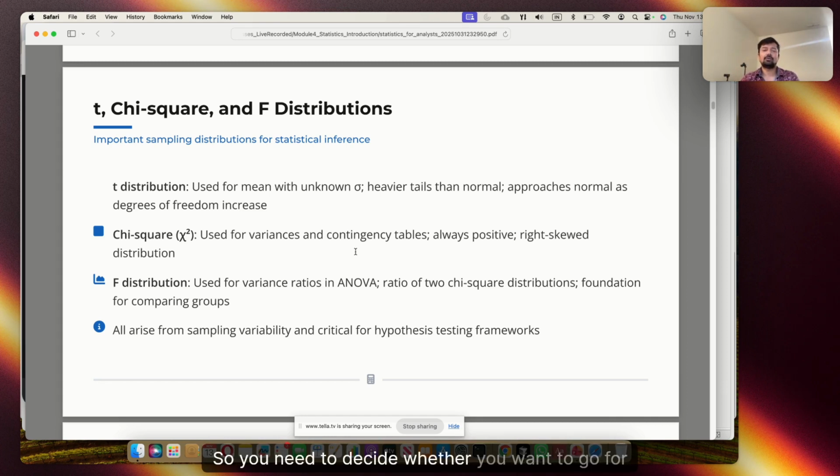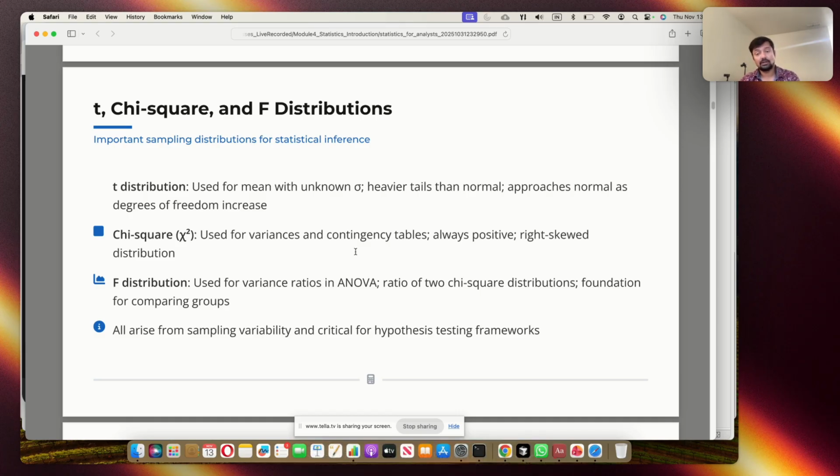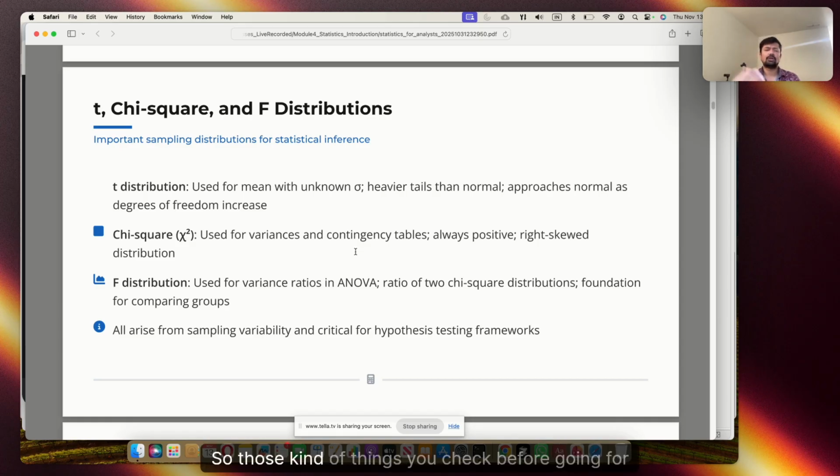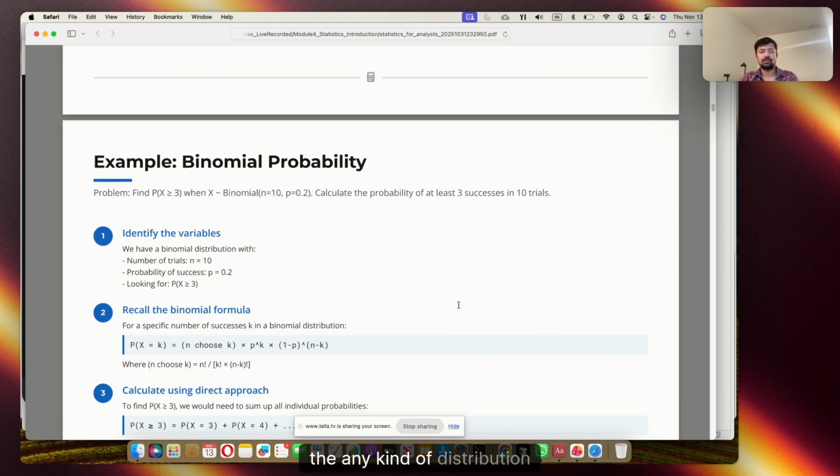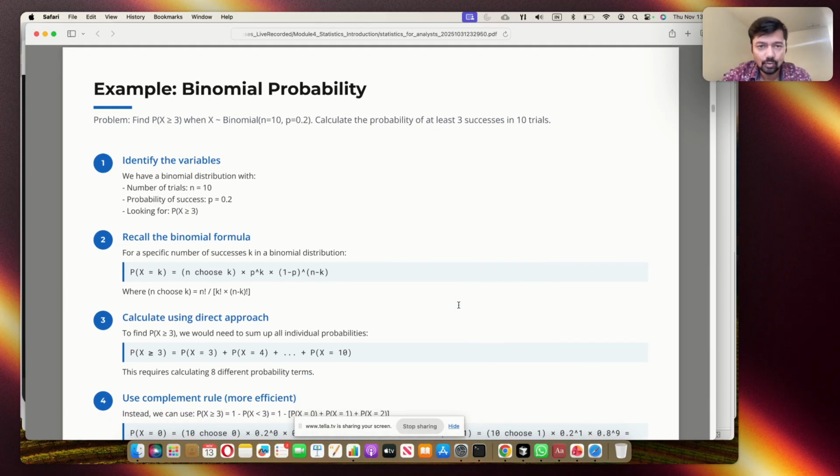So you need to decide whether you want to go for the chi, F, or T type of distribution. It depends on how the data behave, how the distribution is, and whether the groups you are comparing are in paired or unpaired format. So consider those things before going for any kind of distribution to try.